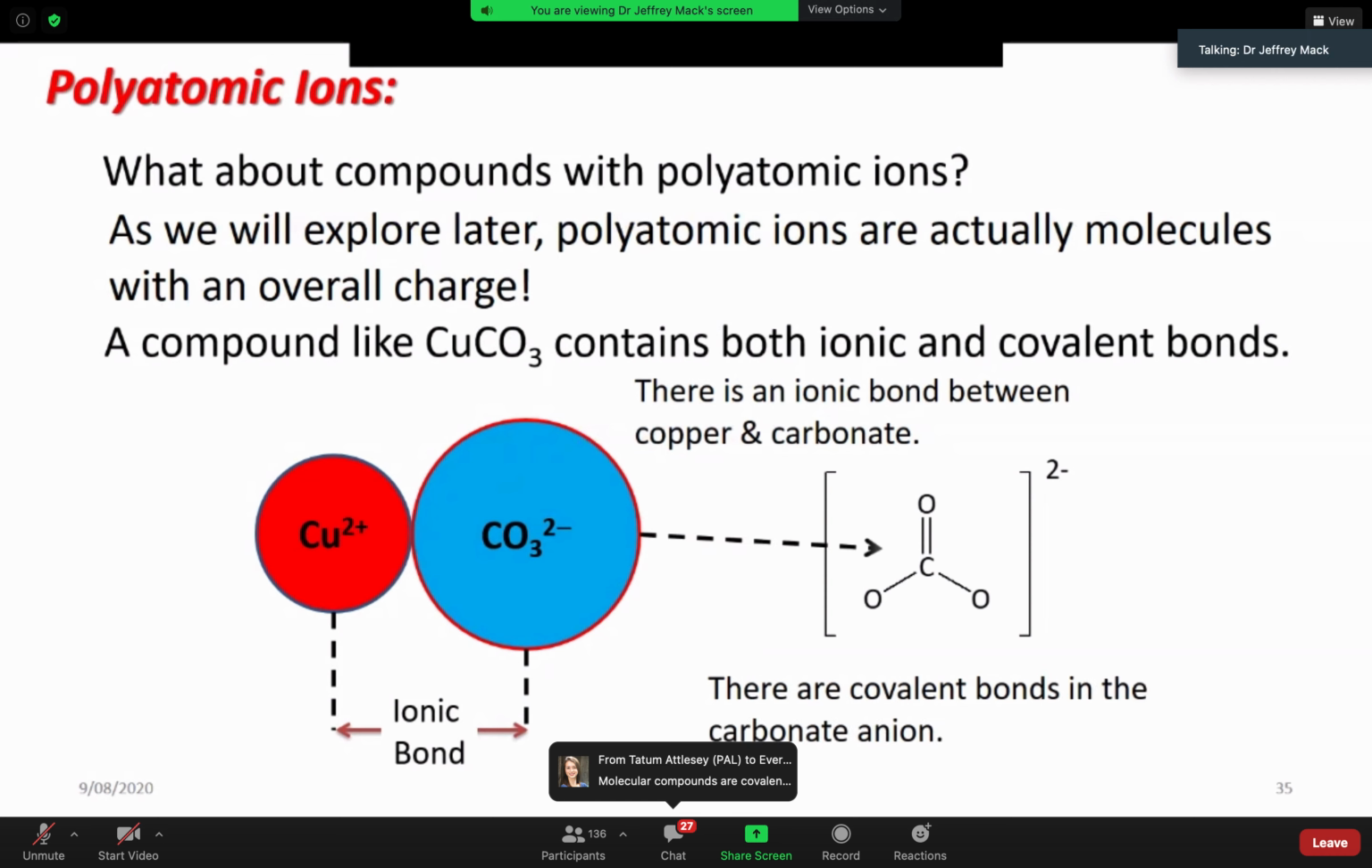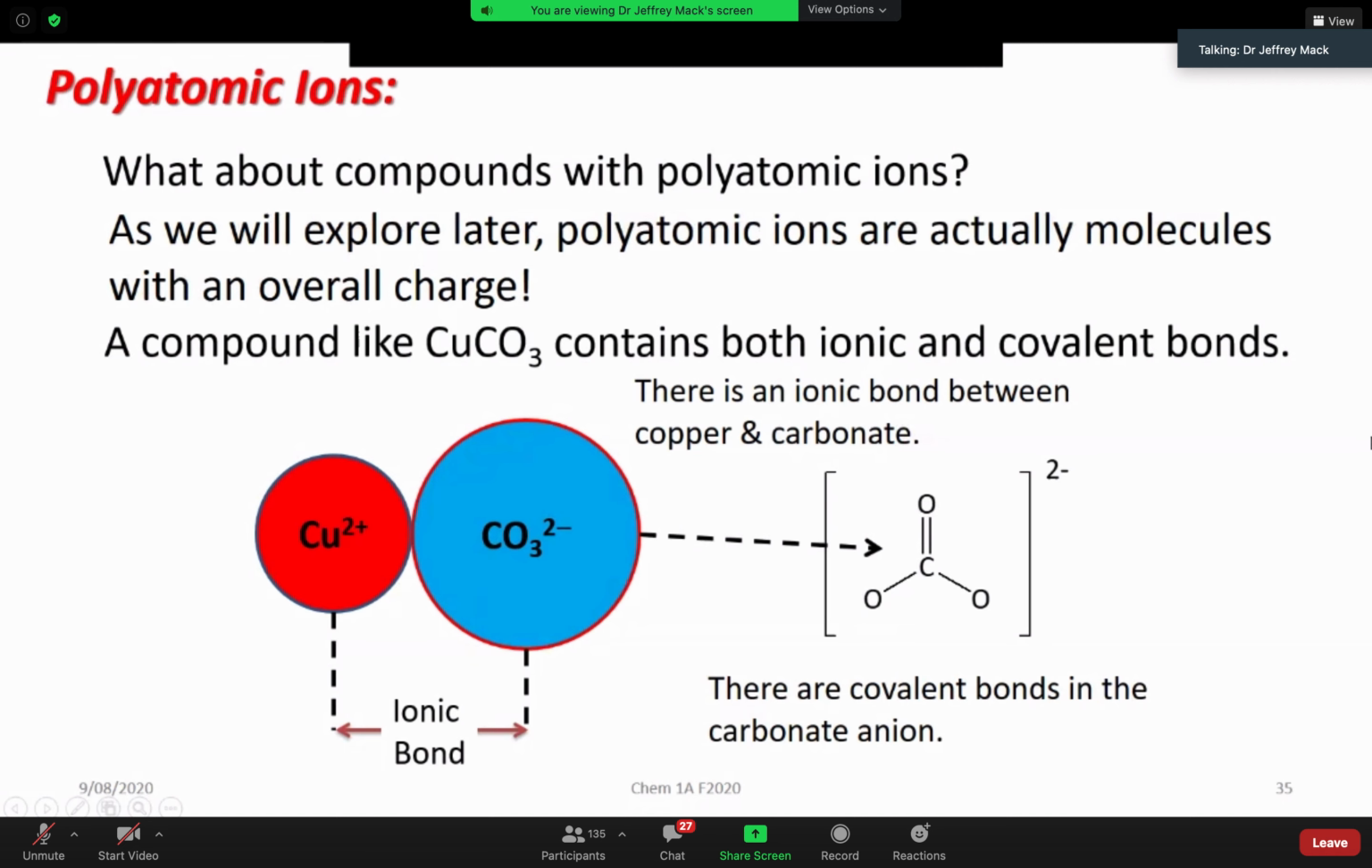It turns out that the carbonate anion has structure, and it looks like this. You've got a carbon at the center, 2 oxygens, and then a double bonded oxygen. It's got a -2 charge overall. So we treat the overall thing as -2 and an anion, but it's stuck onto that copper cation through an ionic bond. So this is an ionic compound, but inside there are covalent bonds. Does that make sense? Okay.